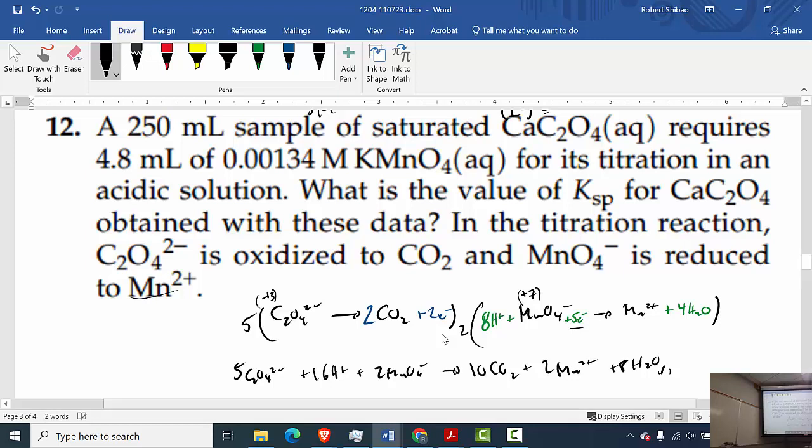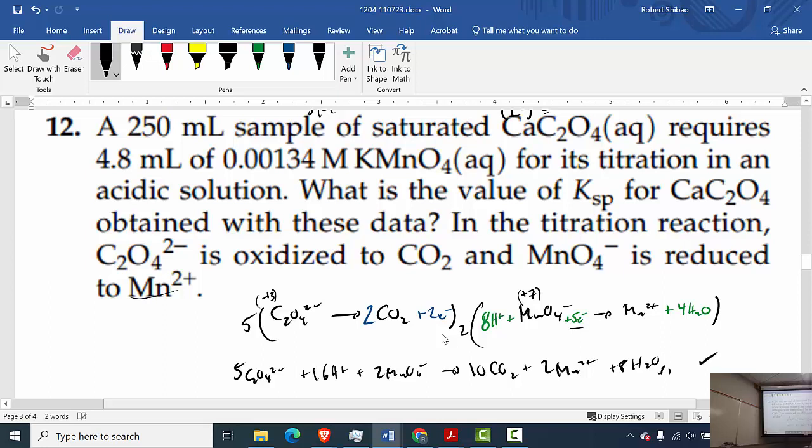On the right I have +4, so I screwed up here, I think. So the charge does not match. So let's check that again. Here, that's 5 times 2 is -10, plus 16 is +6. +6 minus 2 is +4. +4 and +4, it's balanced.